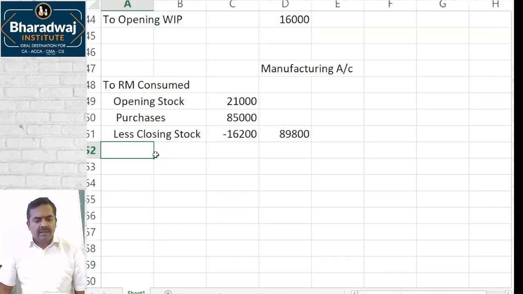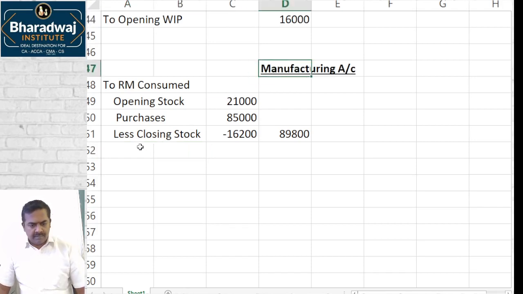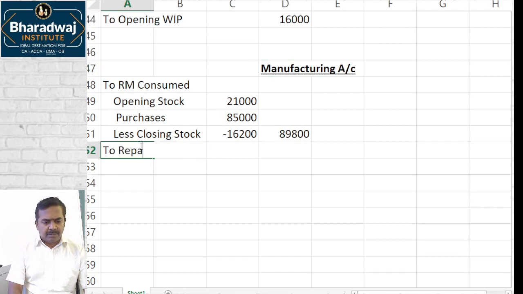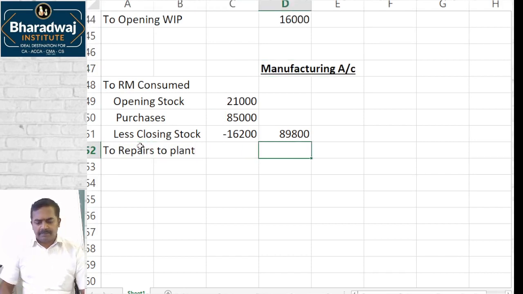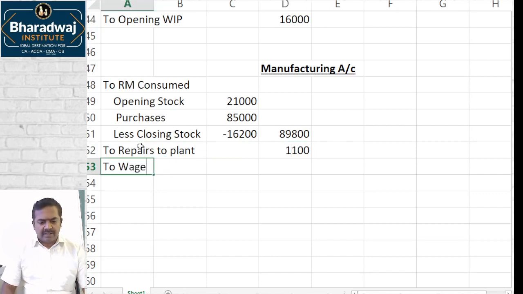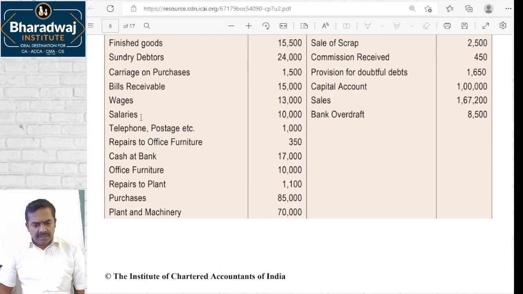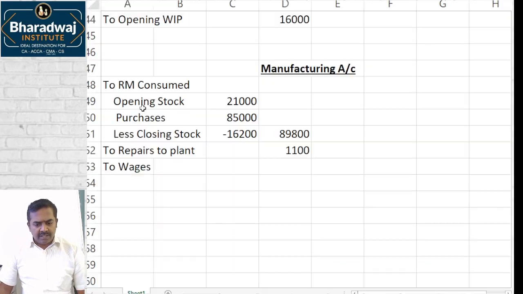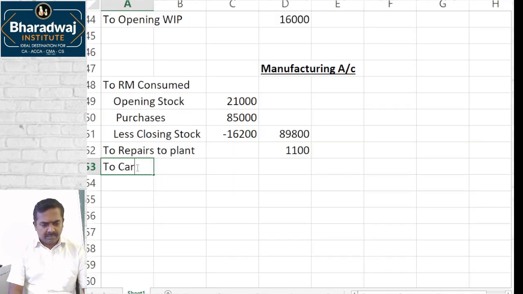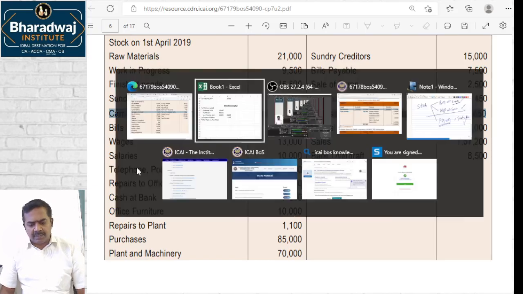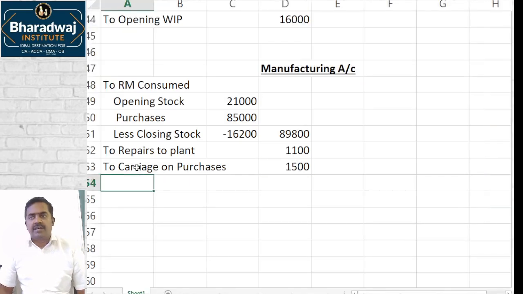Then what else will come in the manufacturing account? To repairs to plant. How much is repairs to plant? 1,100. To wages. Carriage on purchases also will come here. Carriage on purchases, it's a direct expense, 1,500.